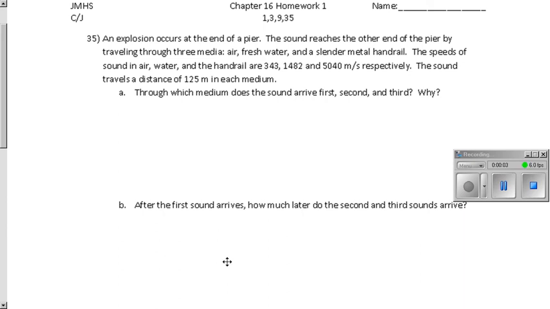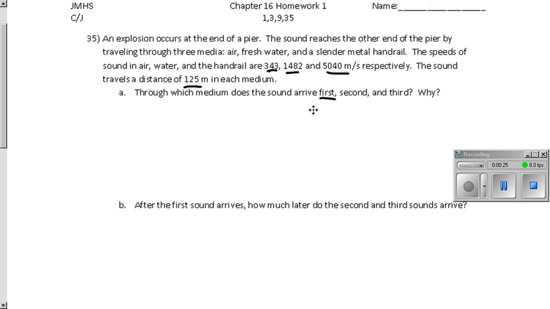This is Chapter 16, Homework Number 1. This is question 35. We have an explosion occurring at the end of the pier. The sound is reaching the other end through 3 different media: air, water, and a handrail. And we know that these are the various speeds of those different materials. In each material, it's traveling 125 meters. So we're asked through which medium does the sound arrive first, second, and third.